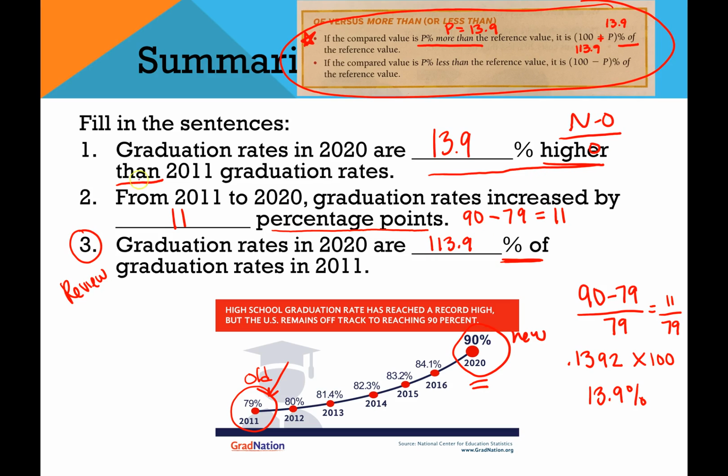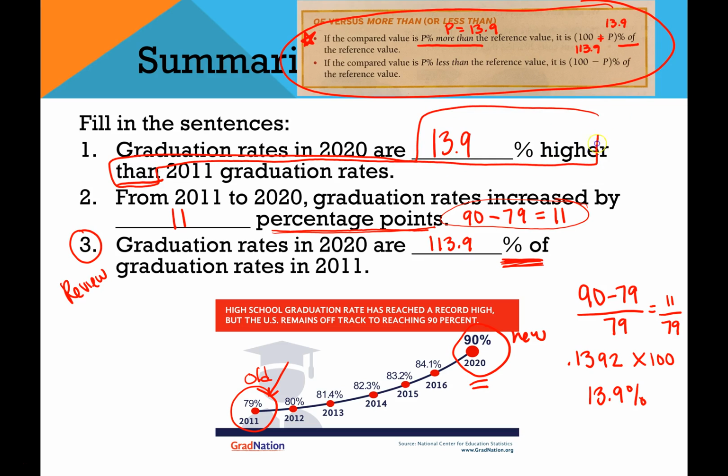If I have a percent higher than, I do new minus old over old. If I'm talking about percentage points, I'm just going to subtract the value of my percentages. And if I'm talking about percent of, what I do is I take that number that's my percent higher than, and I'm going to plug that 13.9 in for P here, right? P is percent more than. So I'm just taking that P and plugging in here, and that's how I got 100 plus 13.9 to give me the 113.9% of.